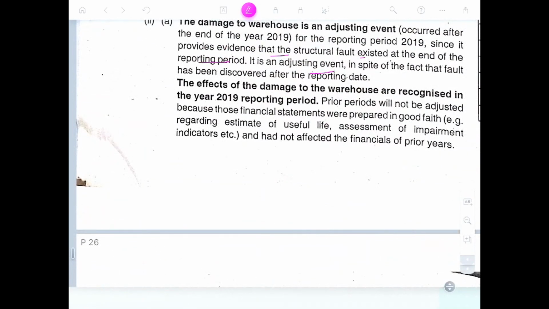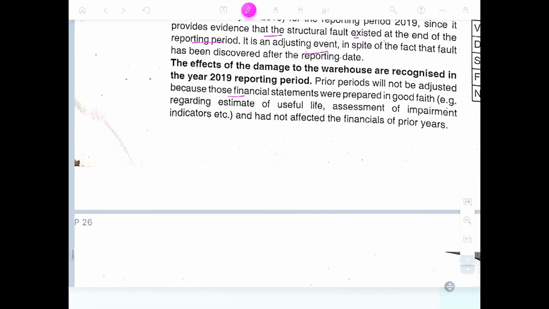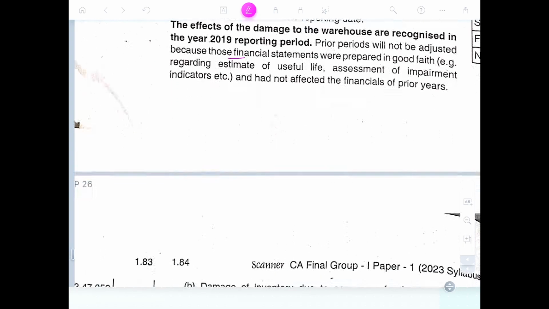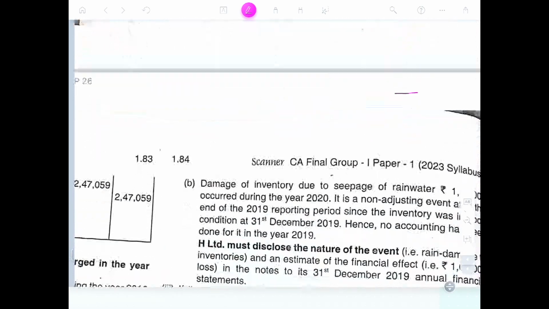Since the event is adjusting, those financial statements are prepared in good faith, and regarding its useful life assessment, impairment is not affecting the financial statements here.